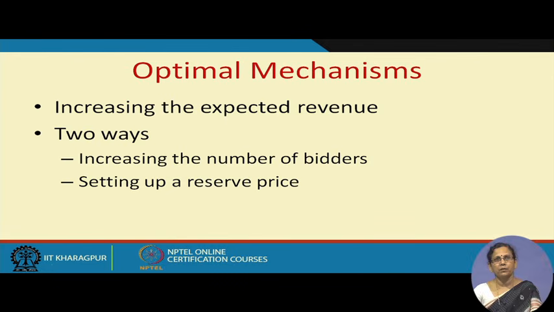Now, in case of optimal mechanisms, the idea is to increase the expected revenue. This can happen in two ways. Even efficient auctions can be made optimal by following this. So, here you have to increase the number of bidders, or you can set up a reservation price.